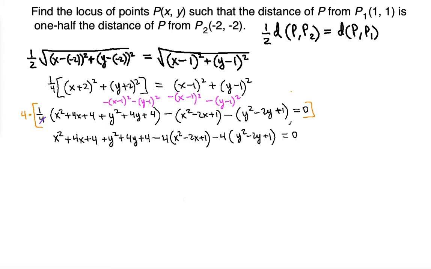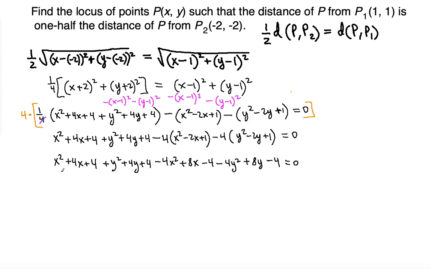So simplifying this would give us what? x squared plus 4x plus 4 plus y squared plus 4y plus 4 minus 4x squared plus 8x minus 4 minus 4y squared plus 8y minus 4 is equal to 0. So now you have to combine like terms.